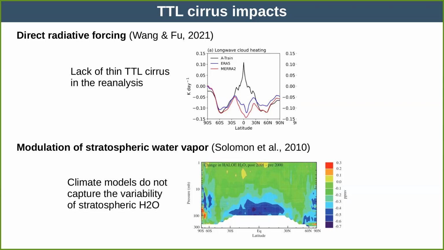But the climate models do not capture the variability of the stratospheric water vapor, and it is thus necessary to better study the TTL processes and the different types of clouds living there.